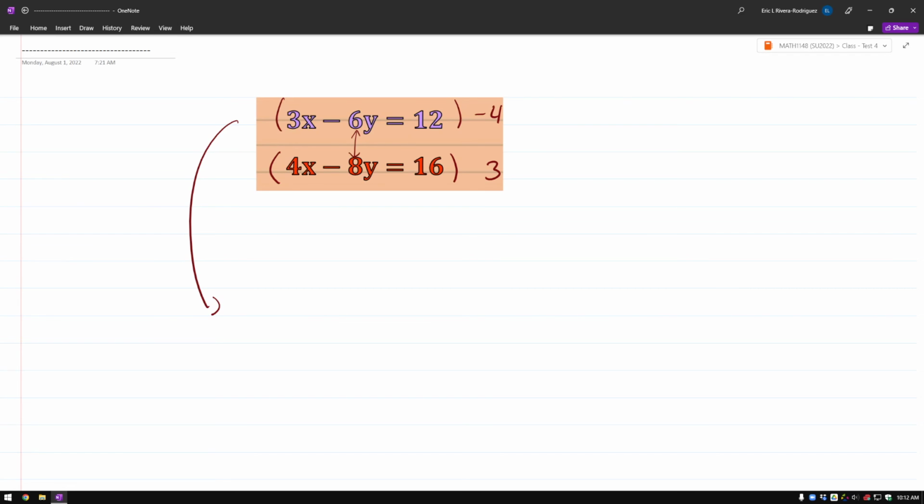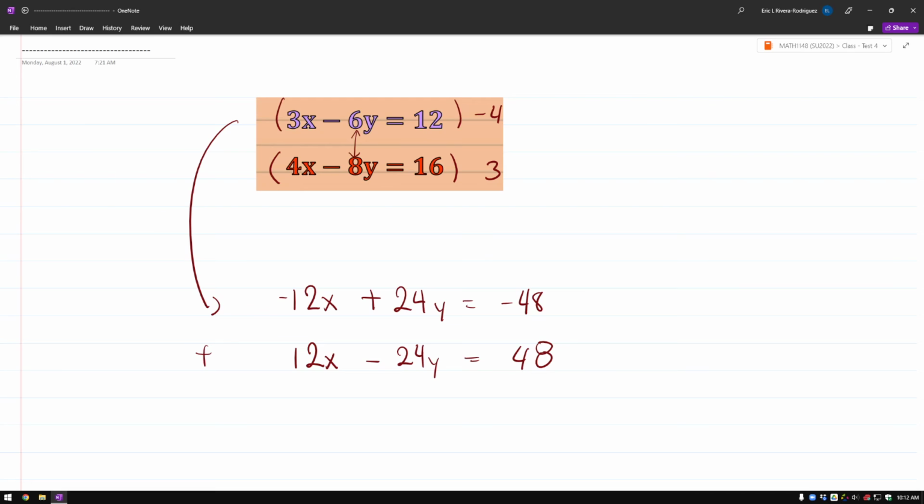So we have -4 times 3, that's -12x. Then -6 times -4 is positive 24y, and here we have 12 times -4, so -48. Then multiplying 3 times 4, we got 12x. Then we got 8 times 3 is 24y. And then we got 16 times 3. How much is that? It is 48.